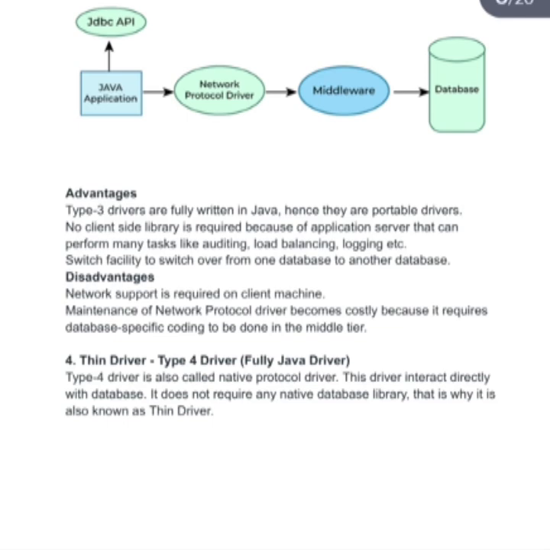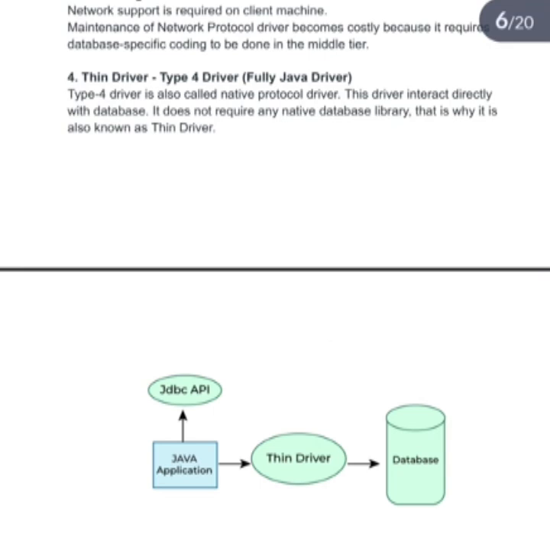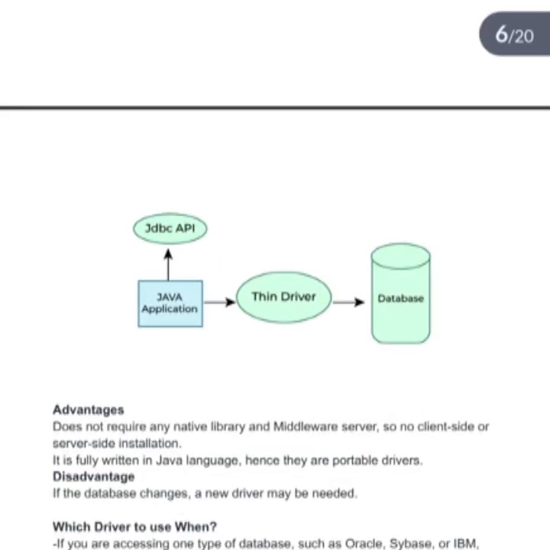So the next type is thin driver, which is also known as type 4 driver. It is also a fully Java driver. Type 4 driver is also known as native protocol driver. This driver interacts directly with the database. It does not require any native database library. That is why it is known as thin driver. As you can see in the diagram, there is no middle database library or native library or middleware to handle the data. It is directly connected to the database.